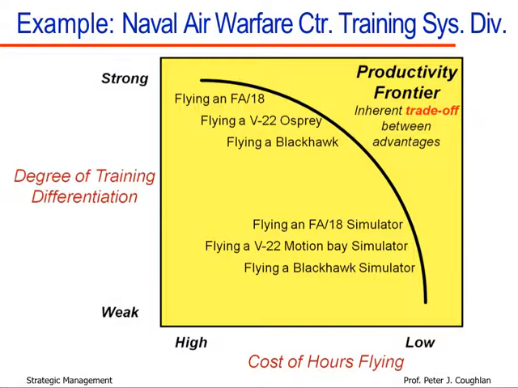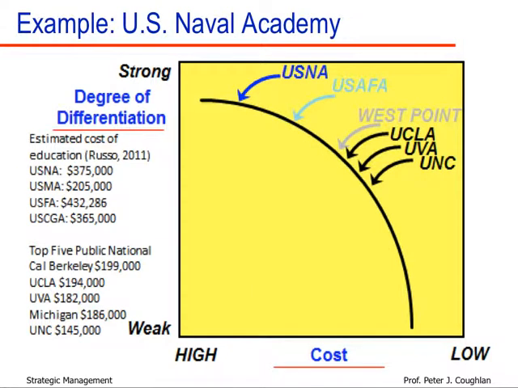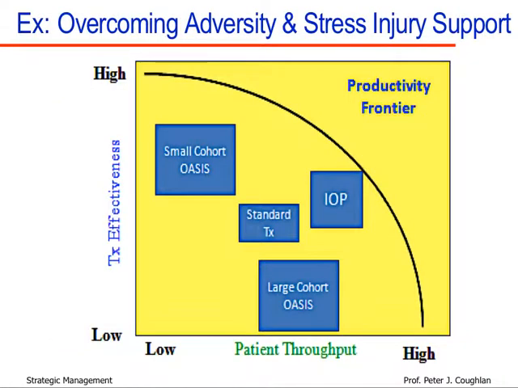Again, a little different, rather than positioning different organizations, it positions different training options. Here's the U.S. Naval Academy case study, in terms of differentiation and cost and positioning relative to other schools or alternatives, both the other military academies as well as other public schools, UCLA, UVA, UNC. Here's the OASIS, the Overcoming Adversity and Stress Injury Support, with therapy effectiveness on the vertical axis, patient throughput on the horizontal axis, and different options.